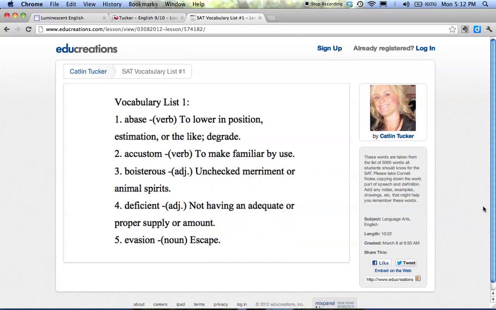I'm going to go ahead and walk you through the words and the definitions. Some of the definitions, because they are SAT definitions as well, can be a little complicated. I'm going to break down the words. I'll try to give some examples.